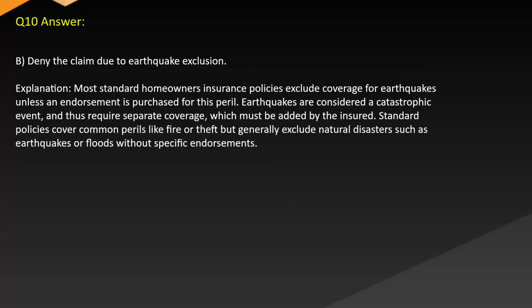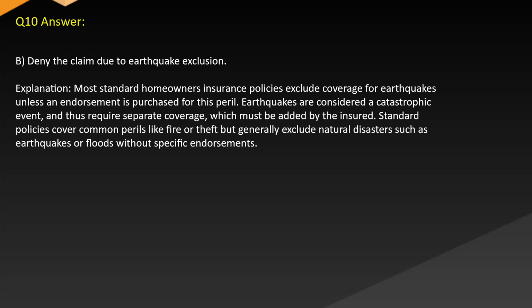Answer: B. Deny the claim due to earthquake exclusion. Explanation: Most standard homeowners insurance policies exclude coverage for earthquakes unless an endorsement is purchased for this peril. Earthquakes are considered a catastrophic event and thus require separate coverage, which must be added by the insured. Standard policies cover common perils like fire or theft, but generally exclude natural disasters such as earthquakes or floods without specific endorsements.